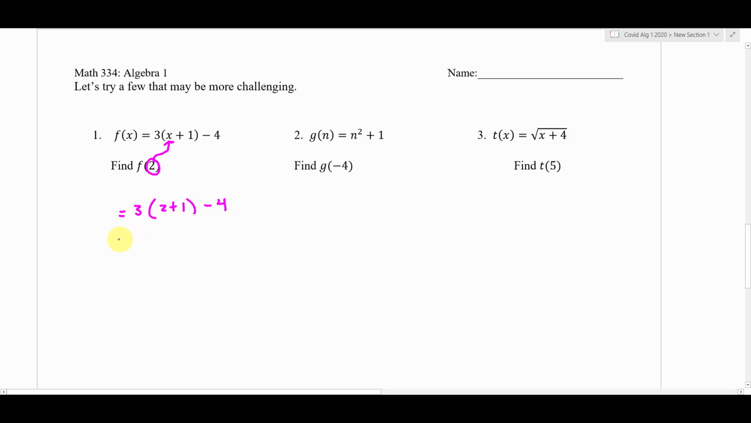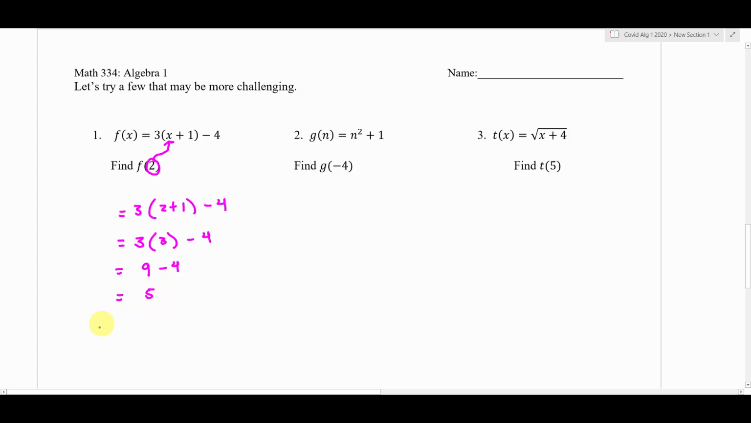And then I use my order of operations to evaluate this. I've got 2 plus 1 inside of the parentheses, so that's going to leave me with a 3 times 3 minus 4, and then 3 times 3 is 9 minus 4, and then 9 minus 4 is 5.